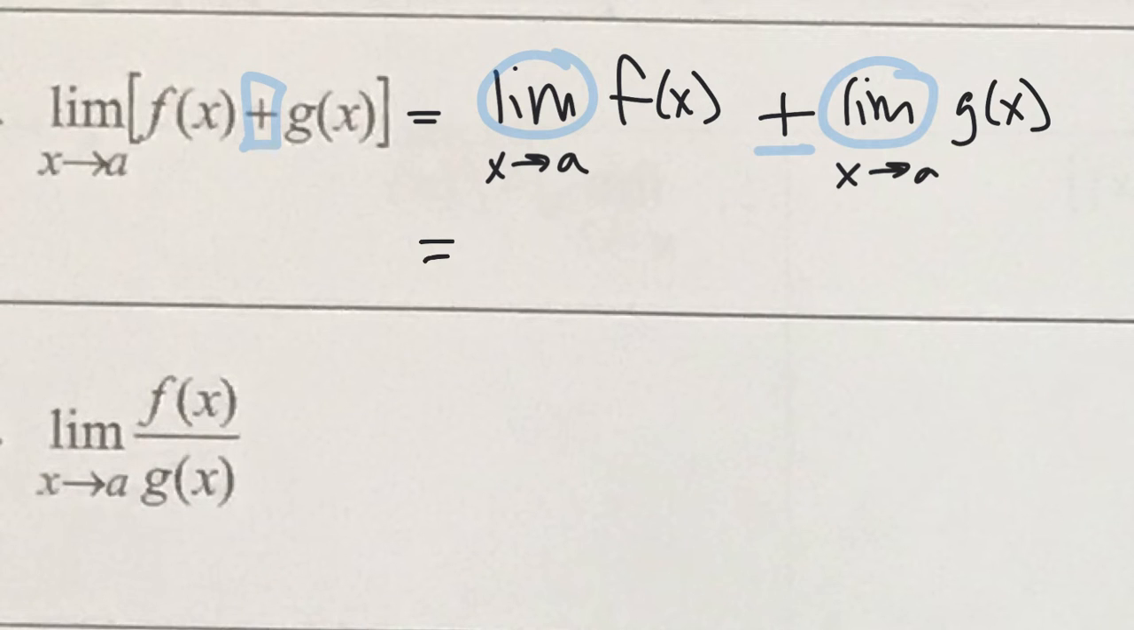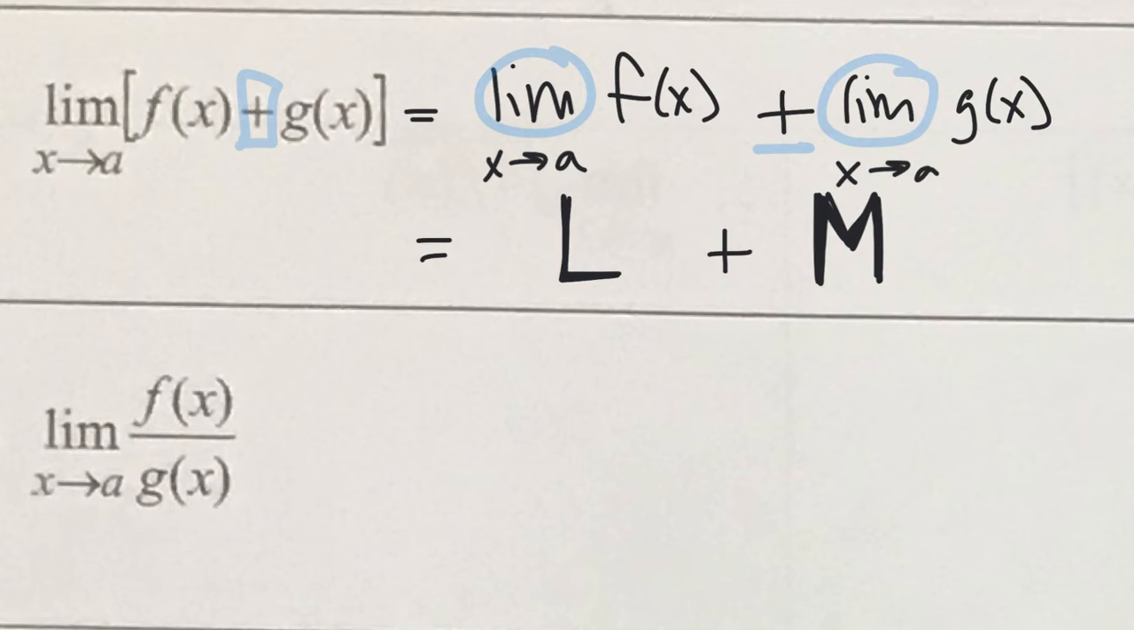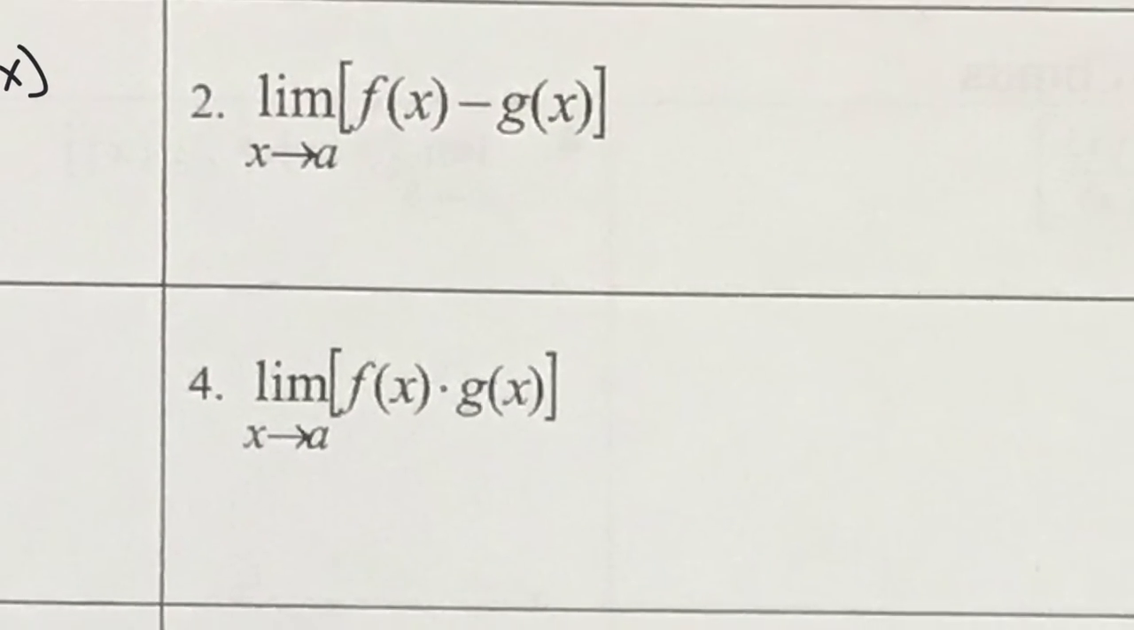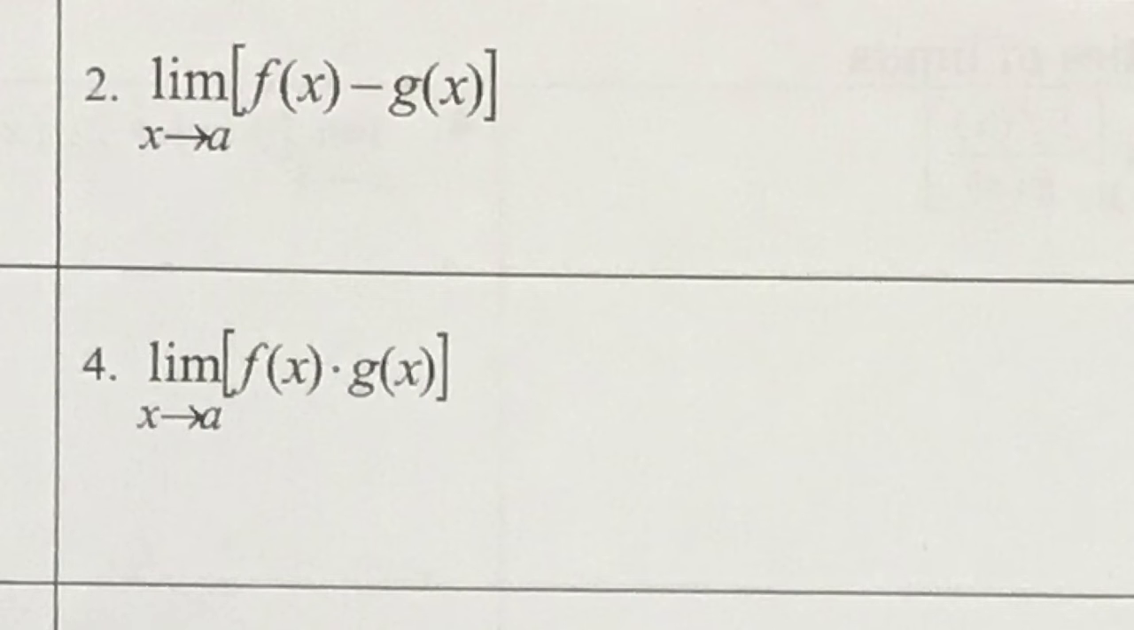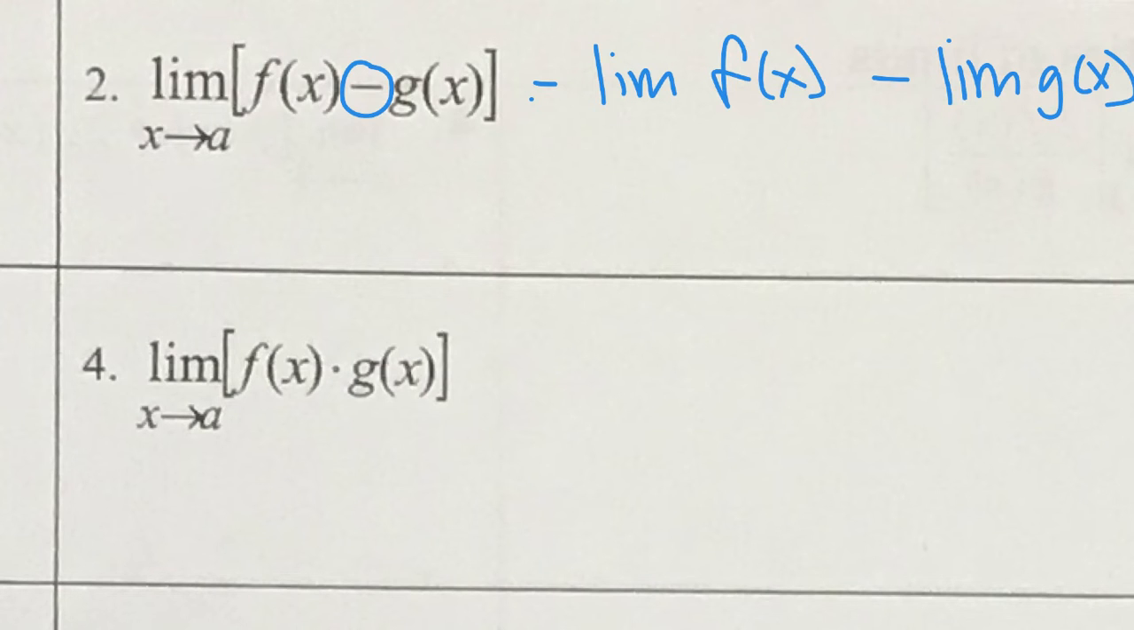So from up above, the limit of f is known as L, and the limit of g is known as m. So if you're taking the limit of a sum of two functions, that's the same as adding their limits individually together. The limit of a sum is the sum of their limits. So same thing for subtraction. If we are subtracting two limits, that's the same as taking the limit of the first function and subtracting the limit of the second function. And of course as x goes to a.